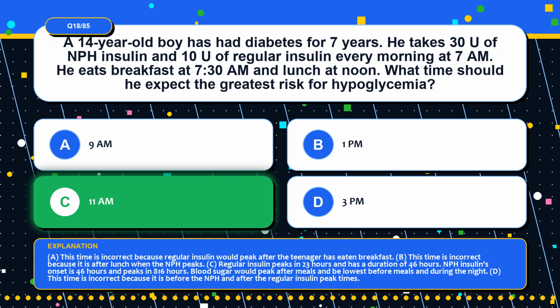NPH insulin's onset is 4-6 hours and peaks in 8-16 hours. Blood sugar would peak after meals and be lowest before meals and during the night. D. This time is incorrect because it is before the NPH and after the regular insulin peak times.